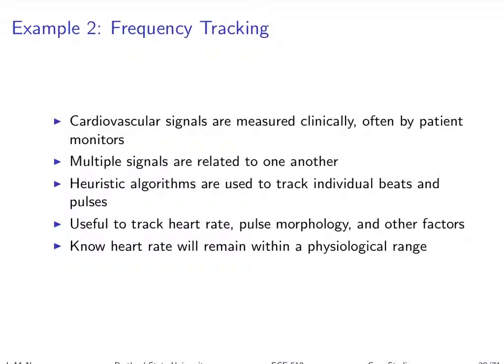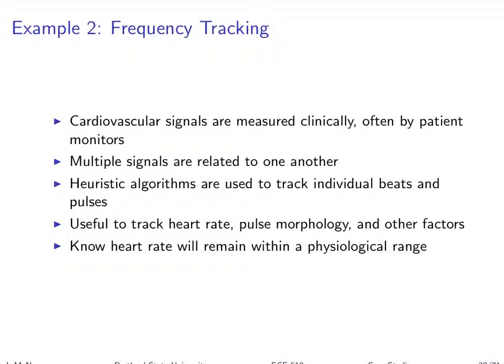With cardiovascular signals, these are measured clinically, often by patient monitors. They'll measure things like the blood pressure, or the electrocardiogram, or the venous pressure, or the pulse oximetry signals that are used to calculate pulse oxygen saturation. So there's a lot of signals, and they turn out to be really interesting. And it turns out you can track them in someone with a healthy heart rate. You can track a lot of stuff with these state space techniques that we've been talking about.